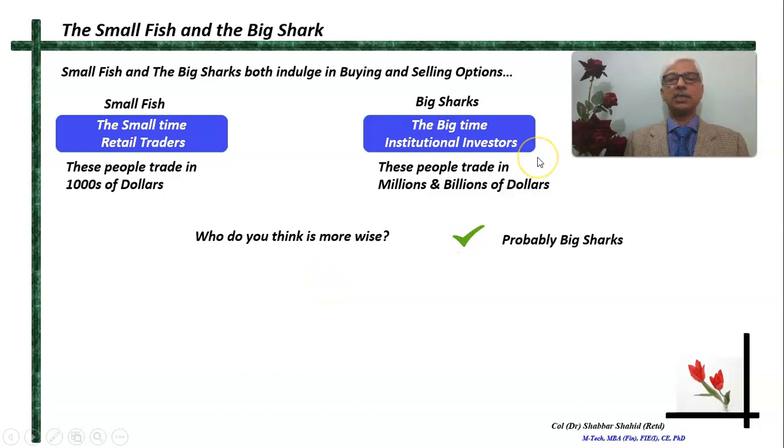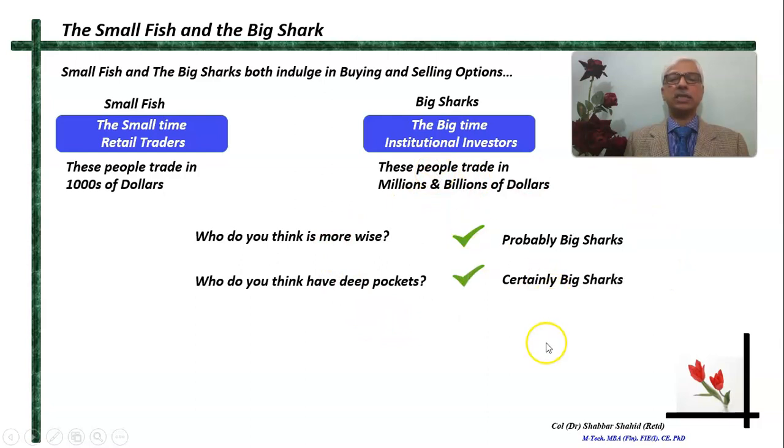Probably the sharks. It is likely that some of the small traders may be more wise than the big sharks. But by and large, if you speak in general terms, I think the sharks are probably more wise than people like you and me. And who do you think have got deep pockets? Obviously, as we have discussed here, the big sharks have got the deep pockets. And who do you think can keep fighting till the end? Now you see, these big sharks have to survive on the small fish.